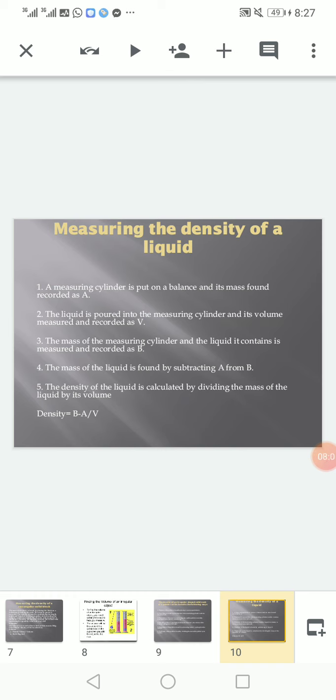First, a measuring cylinder is put on a balance and its mass is found and recorded as A. The liquid is poured into the measuring cylinder and its volume is measured and recorded as V. The mass of the measuring cylinder and the liquid it contains is measured and recorded as B. The mass of the liquid is found by subtracting A from B. The density of the liquid is then calculated by dividing the mass by the volume. Using this formula, density is equal to (B minus A) over V, while B minus A will give us the mass of the liquid.